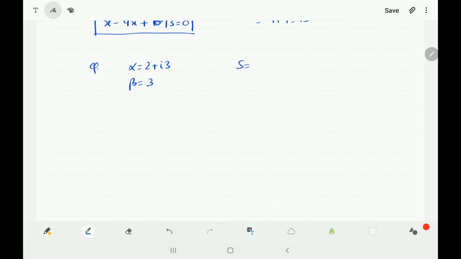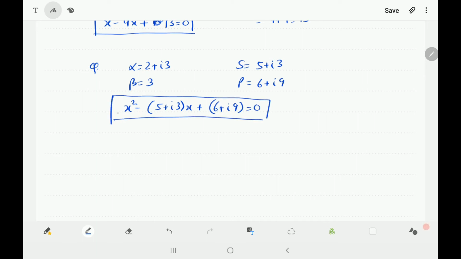So the sum will be 5 plus iota 3 and the product, you can directly multiply, will be 6 plus iota 9. Now our equation will become x square minus (5 plus iota 3)x plus (6 plus iota 9) is equal to 0. Now this equation has the leading coefficient 1 and the other coefficients are complex numbers. So you must be clear that if one root is 2 plus iota 3 and we make the other root a real number, the coefficients will not be real.